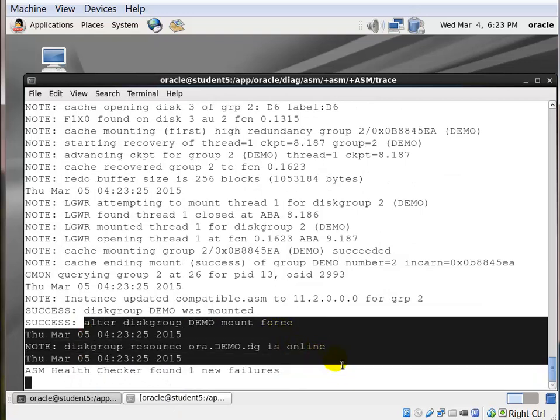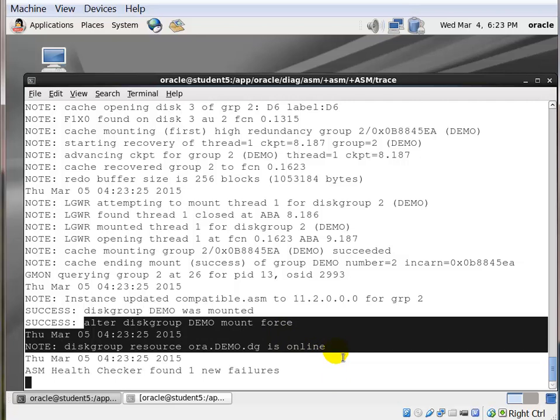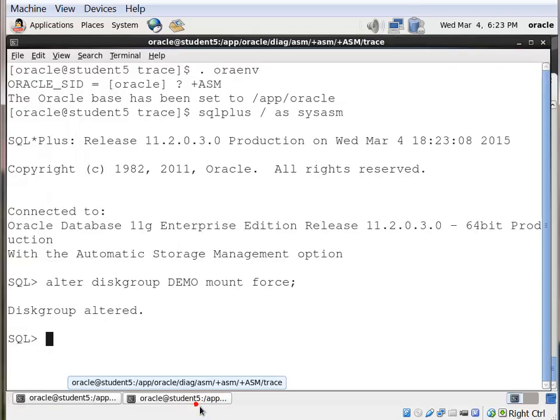Okay, now this will allow us to mount, but you should not be trying to run your database off a disk group that's mount force. Okay, we need to mount this disk group so we can perhaps add a replacement disk and rebalance the data. At this point, remember, ASM does not have data dictionary.